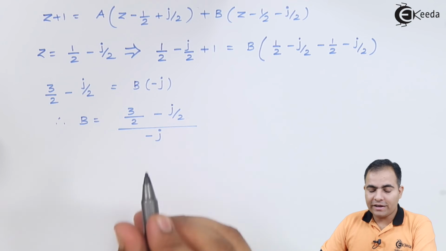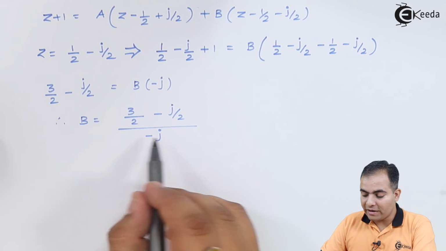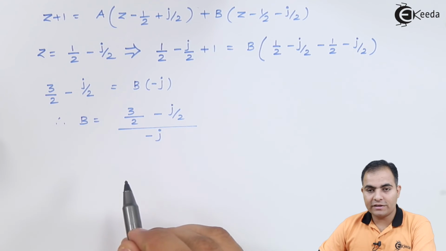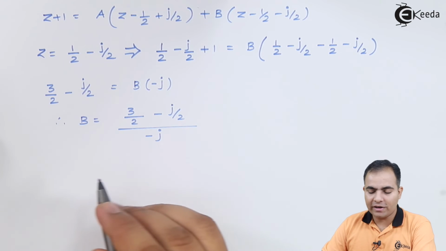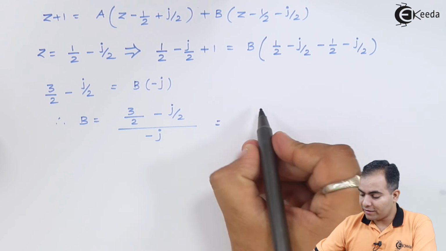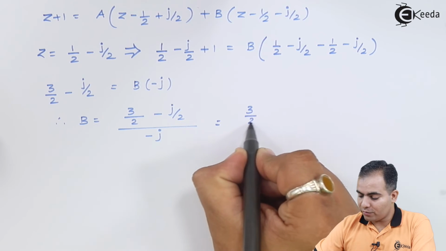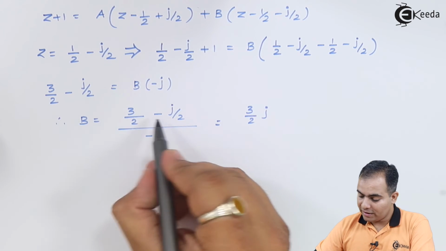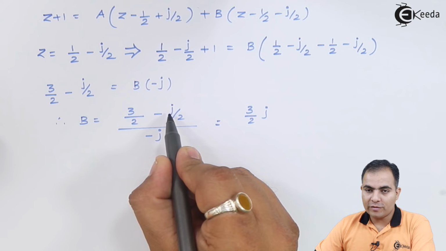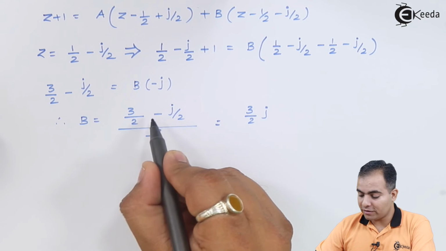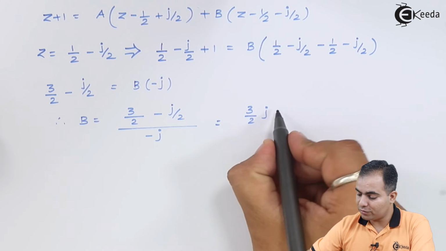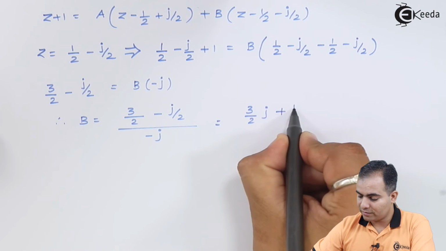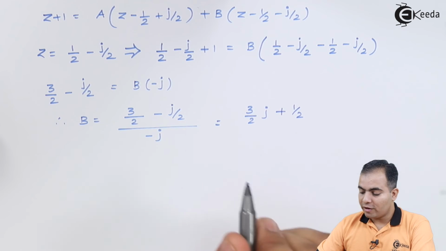We never write j in the denominator, so we'll multiply by minus j in the numerator as well as in the denominator, or simply j in the numerator as well as in the denominator. So what will you get? 3 by 2 multiplied with j. Here this j is also multiplied with j, so j square is minus 1, so this sign will get changed to plus. So I can write here a plus half.